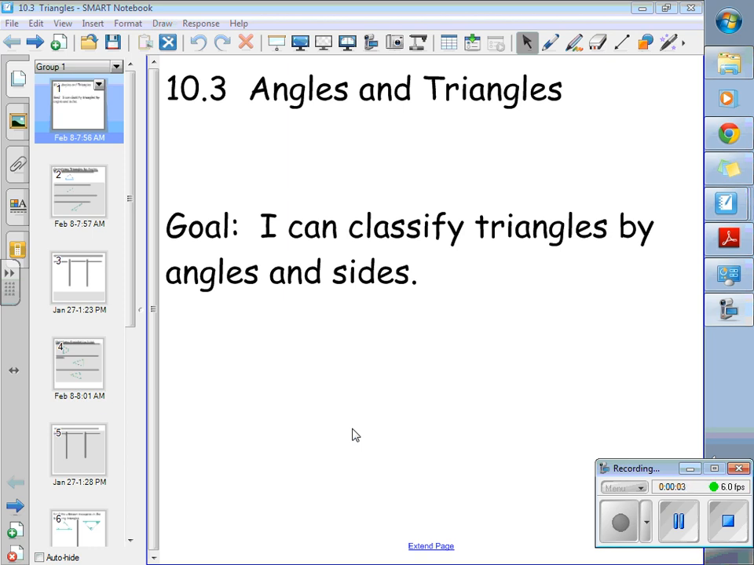Today's lesson is angles and triangles, and this goes with 10.3 in our textbook. Our goal is that we can classify triangles by angles and sides.